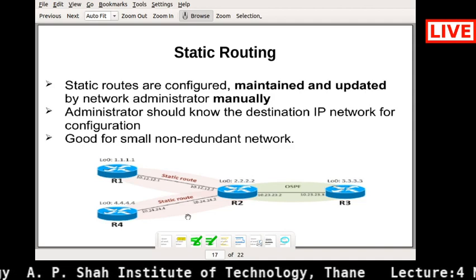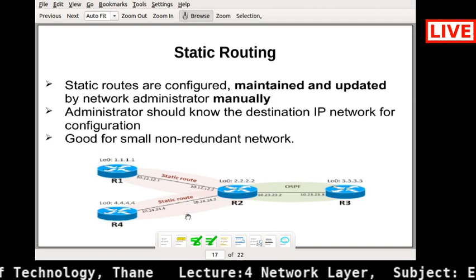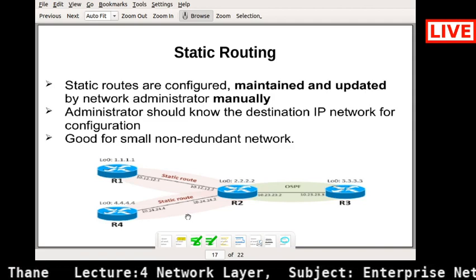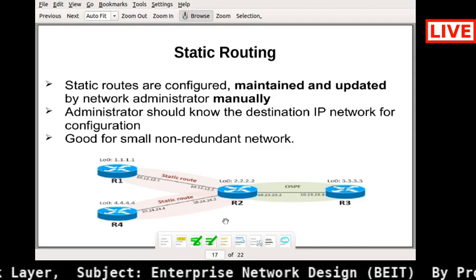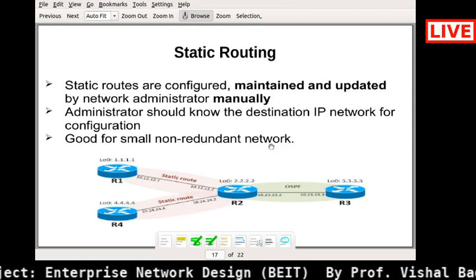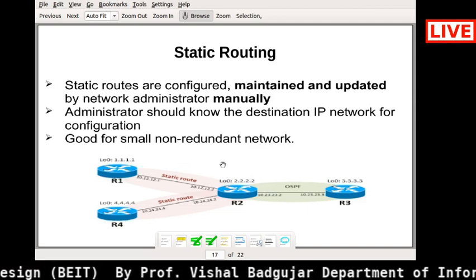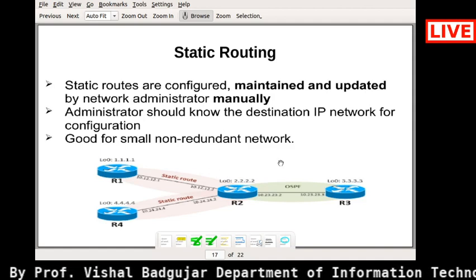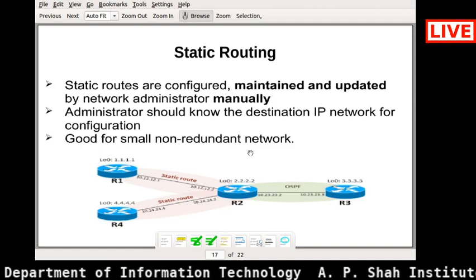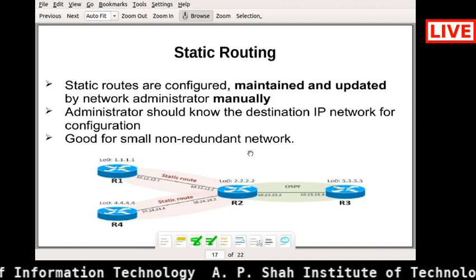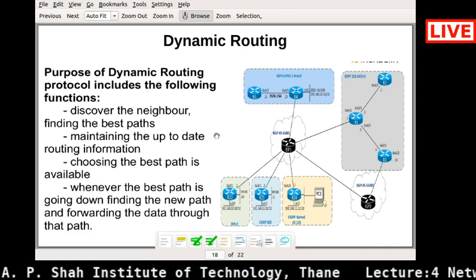If you have only a small scale network, with 2 to 4 routers, then it will be fine. In static routing, you need to configure everything manually. You must know the destination IP addresses. All these things you need to keep in mind. So what is the disadvantage? It can't be useful for a large scale network. So in order to use a large scale network, you need to use the second routing technique, that is nothing but your dynamic routing technique.